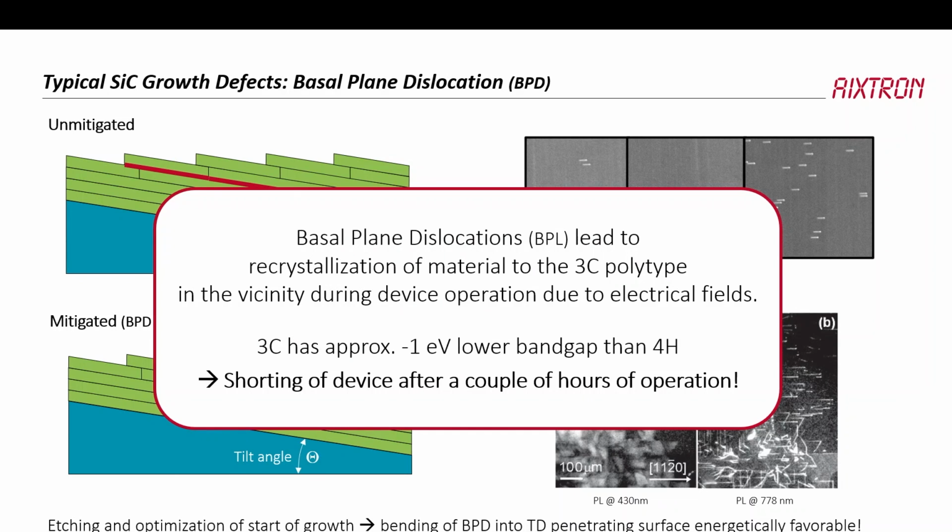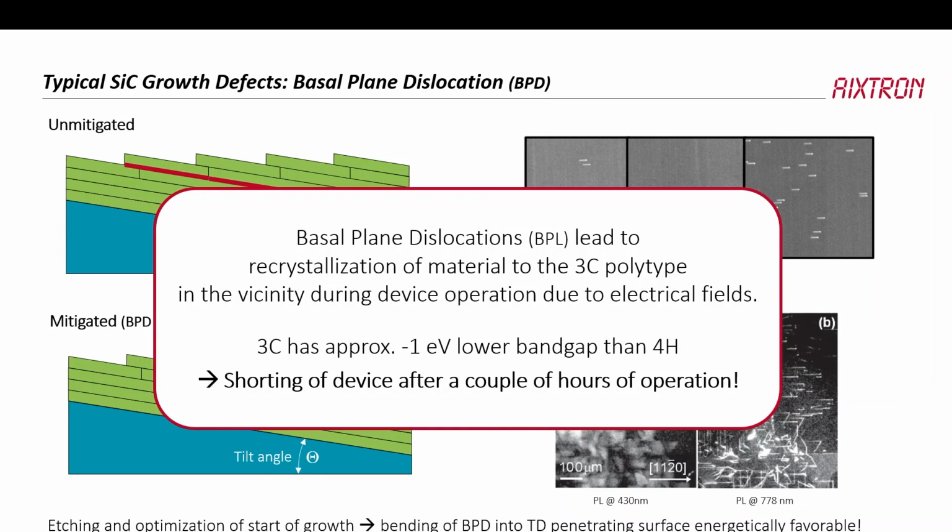But what in the end I want to tell you about this is that these basal plane dislocations lead to a recrystallization of material to the 3C polytype in the vicinity when you make your device. And 3C has about 1 eV lower band gap than the 4H, which means that your device will be shorted up after a couple of hours. So I think its fields combined with elevated temperatures during operation will change the basal plane into 3C, and in the end, it short circuits your device.